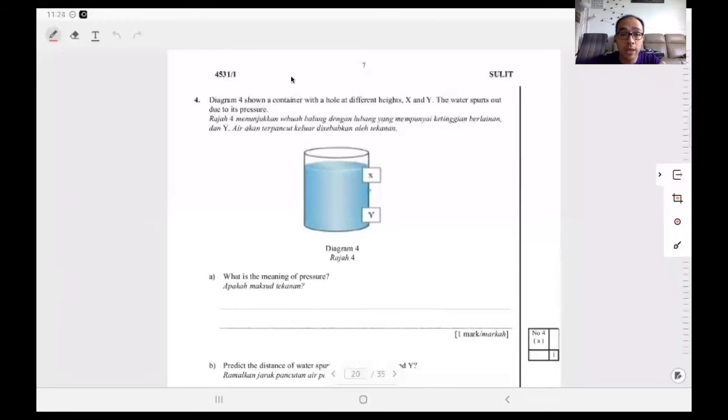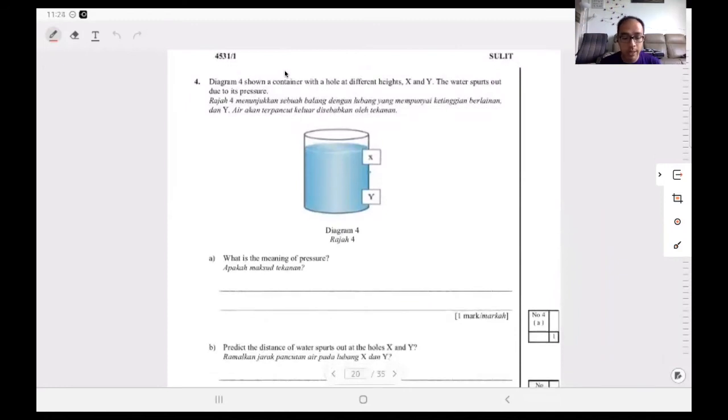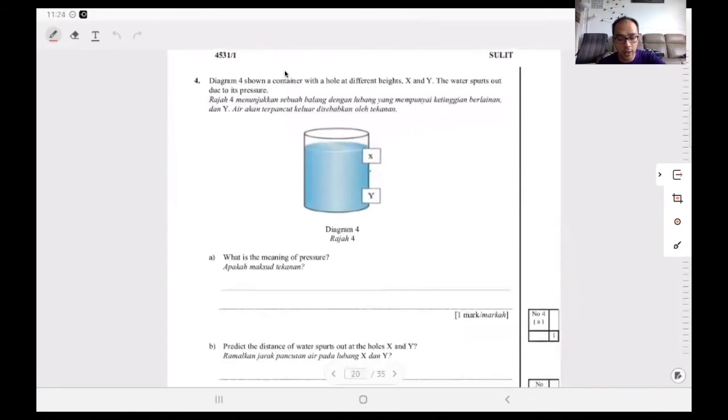Okay, this is Putrajaya question number 4. Okay, so the diagram shows a container with different heights x and y, and water spurts out due to its different pressure. Obviously, you know that y will be much further, x will be much nearer. This is very standard. So what is the meaning of pressure? Not pressure in liquid. Pressure is force per unit area.